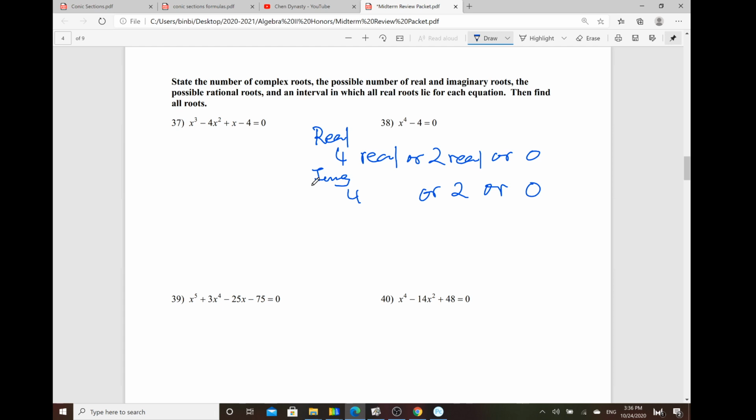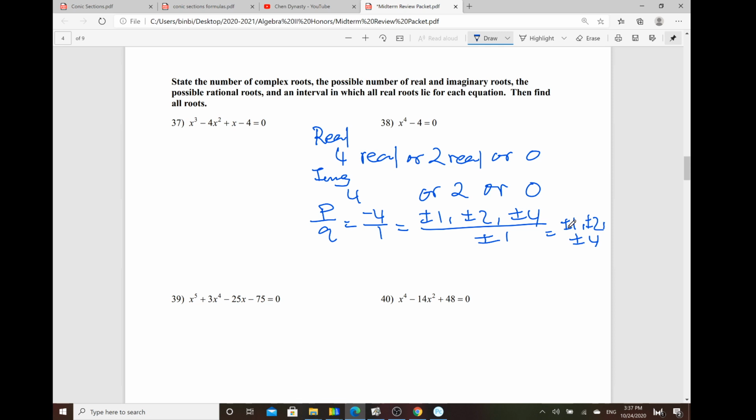And now what about p over q? So p over q, so we'll just put it in. So negative 4 over 1, so what are the possible roots? Plus minus 1, plus minus 2, plus minus 4 over plus minus 1. So basically just the same numbers: plus minus 1, plus minus 2, and then plus minus 4.